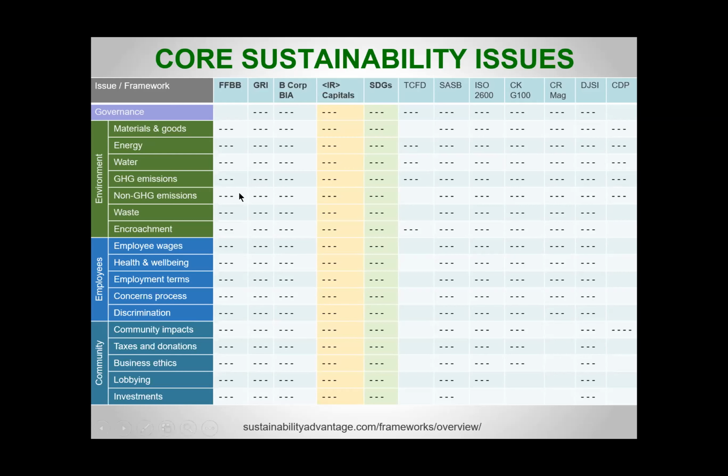So we've got environmental things, we've got employee-related or worker-related things, and we've got community-related things. And those are the 3 clusters of issues that are core sustainability issues plus governance. So those are the 18 things that are the core things that we want to understand better as to how companies are doing on them.